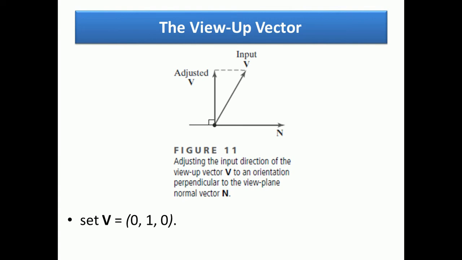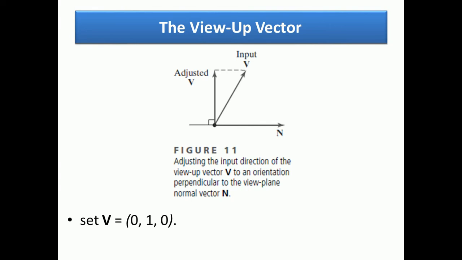That is the view plane normal vector. So both should be perpendicular to each other. But in general, it can be difficult to determine a direction for V that is precisely perpendicular to capital N. Therefore, viewing routines typically adjust the user-defined orientation of vector V, which is shown in this figure 11, so that capital V is projected onto a plane which is perpendicular to the view plane normal vector.